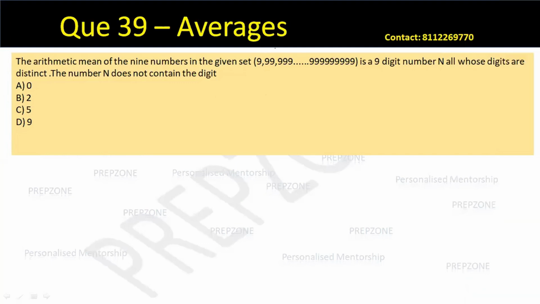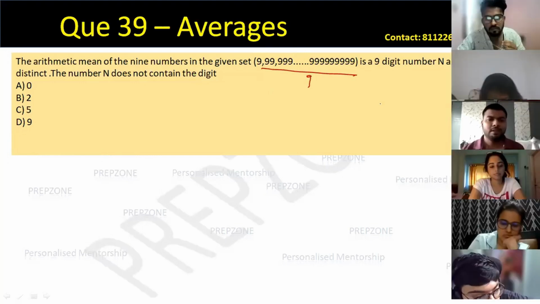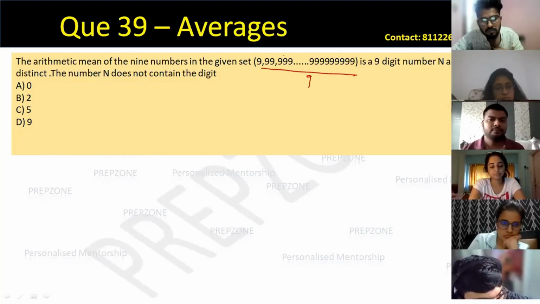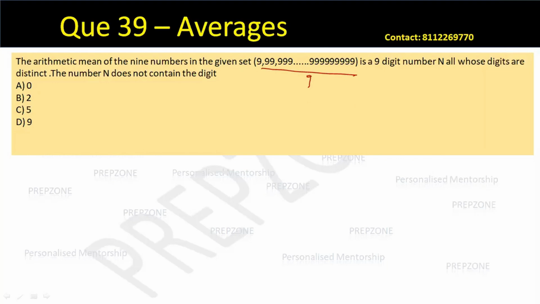What was this? Arithmetic mean of the 9 numbers. We have 9 numbers, so the mean will be the sum of all of them by 9. One way, the stupidest way, will be to add these numbers and then divide by 9. And the smartest way will be, of course, 9 gets cancelled. So this is basically 1 plus 11 plus 111 till 111111111, 9 terms, right? This is what you have to calculate.